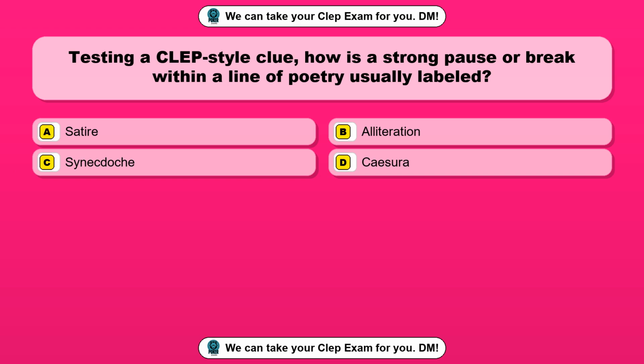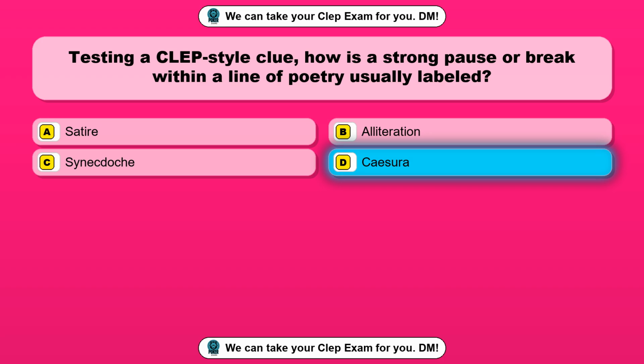Question 49. Testing a CLEP style clue. How is a strong pause or break within a line of poetry usually labeled? Option A. Satire. Option B. Alliteration. Option C. Synecdoche. Option D. Caesura. The correct answer is option D.